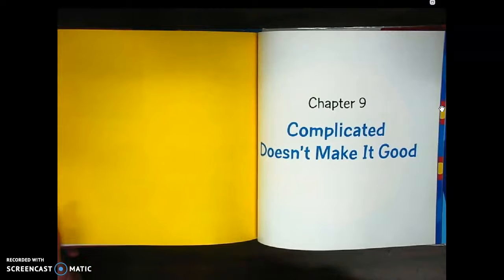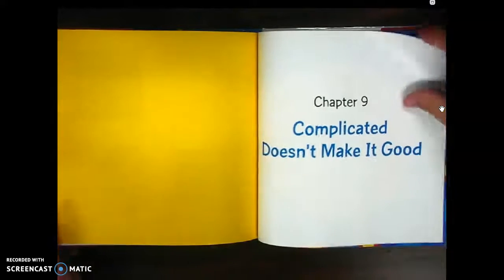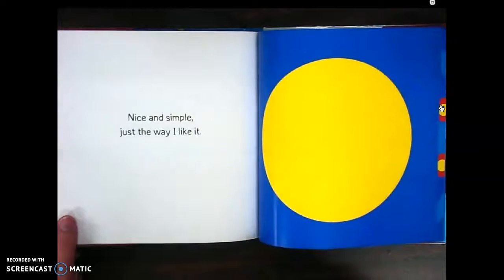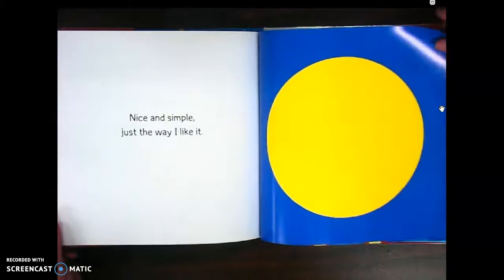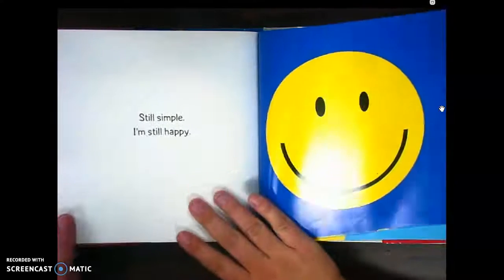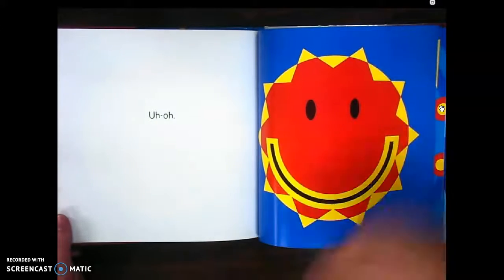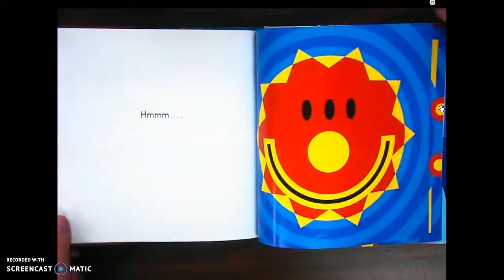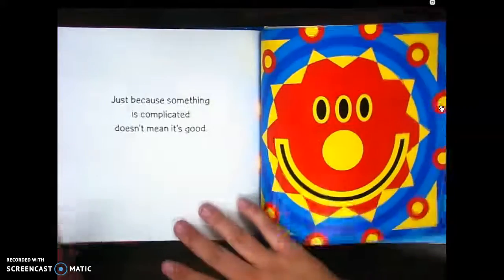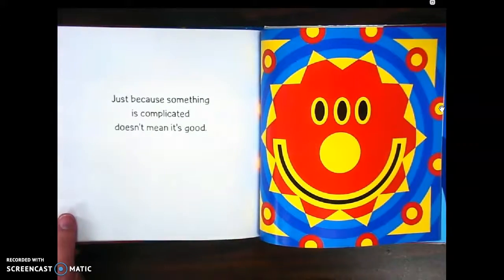Chapter 9. Complicated doesn't make it good. Nice and simple, just the way I like it. Still simple. I'm still happy. Uh-oh. Just because something is complicated doesn't mean it's good.